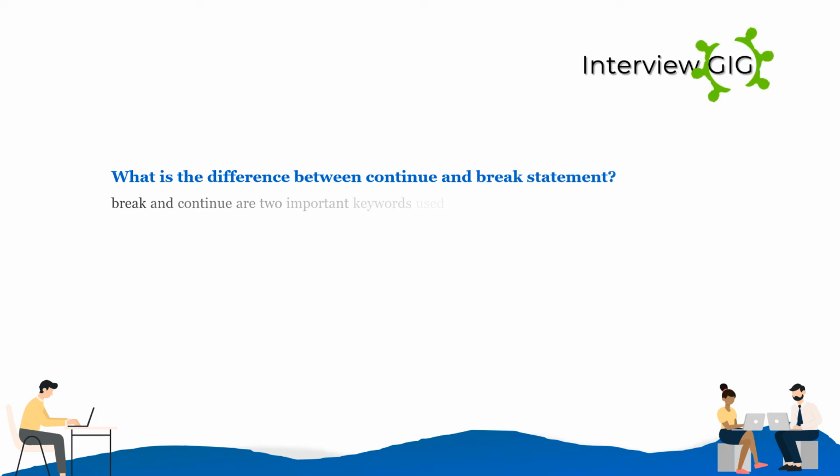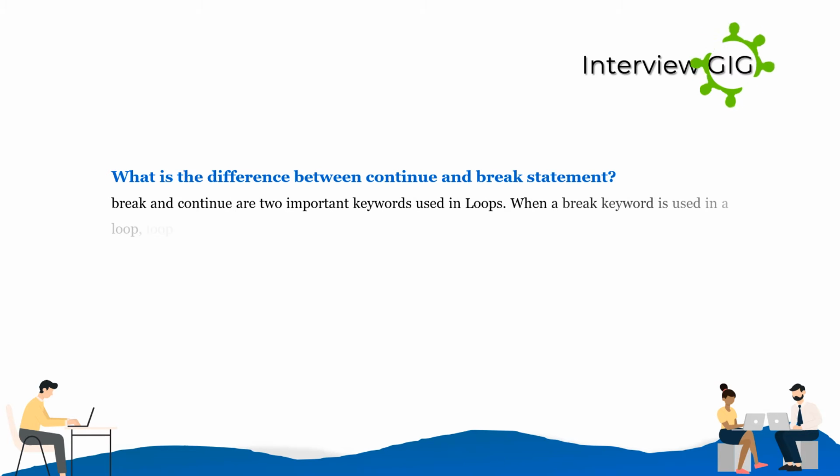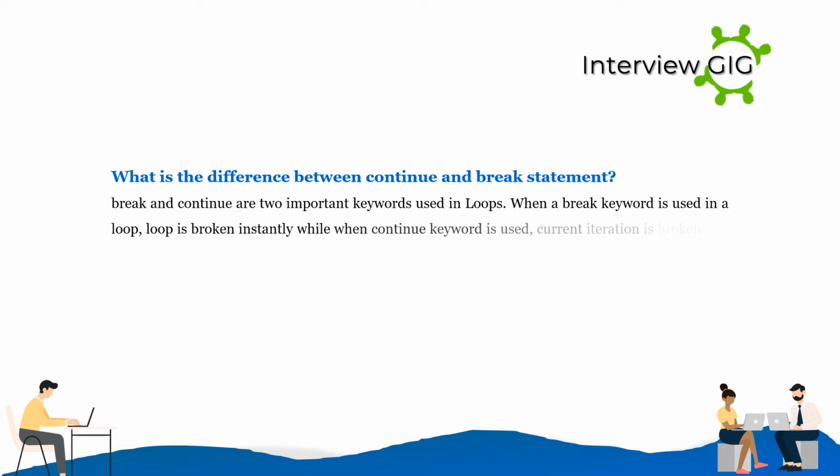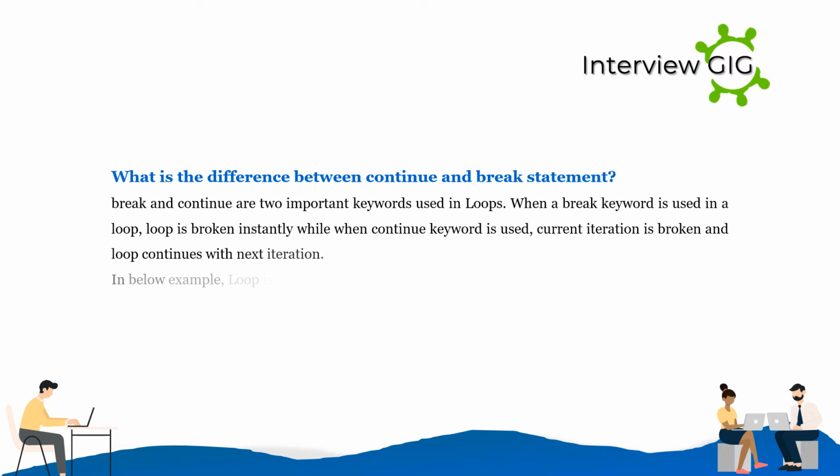Break and continue are two important keywords used in loops. When a break keyword is used in a loop, the loop is broken instantly, while when the continue keyword is used, the current iteration is broken and the loop continues with the next iteration. In the below example, the loop is broken when the counter reaches 4.